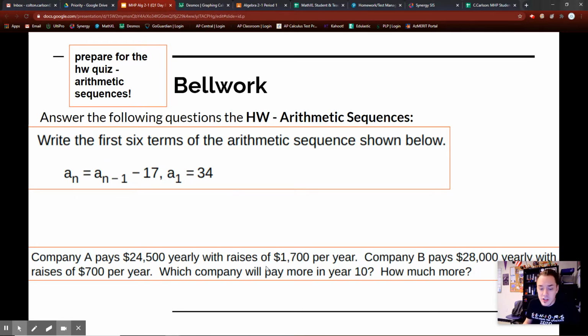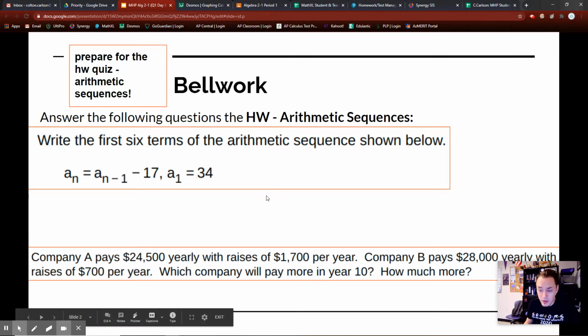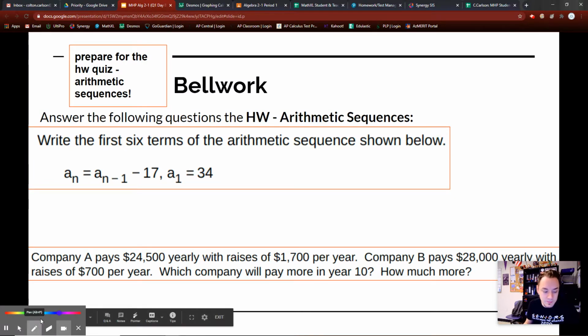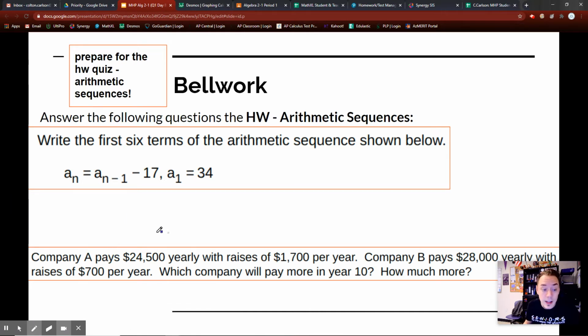These are the two questions I have for you on the bell work. This probably is going to be on the homework quiz. When I say probably, I mean very, very likely. So FYI. Let's go through the first one, and then we'll make some room for this second one. If you need to pause the video at any time just so that you can copy them down, by all means do so. Let's get to it.